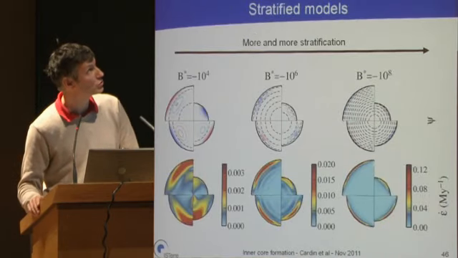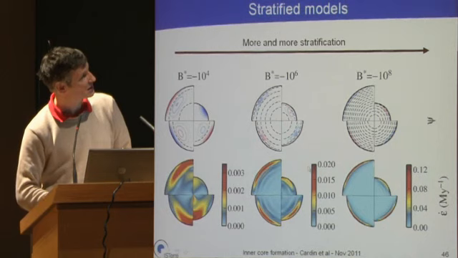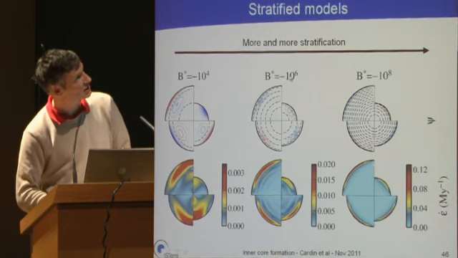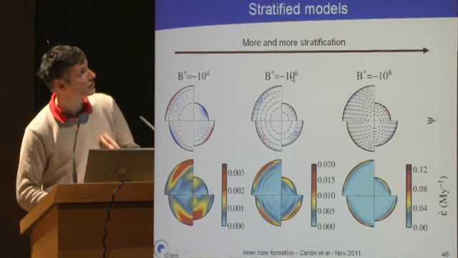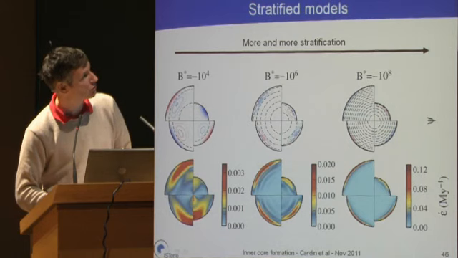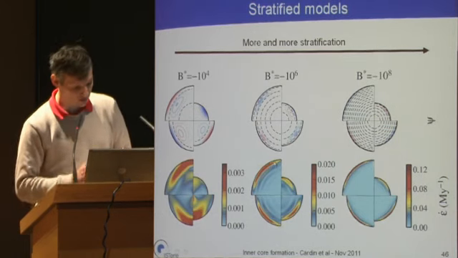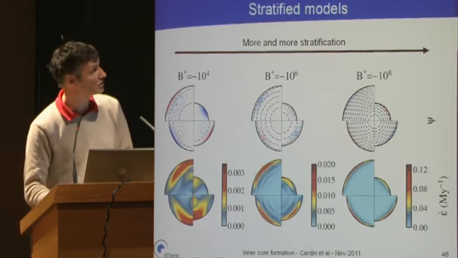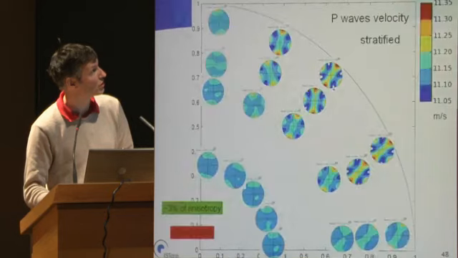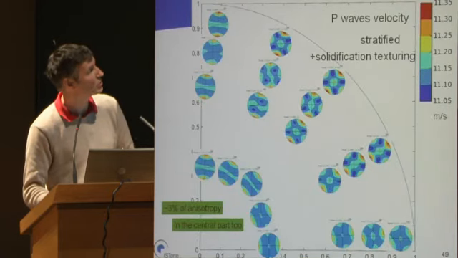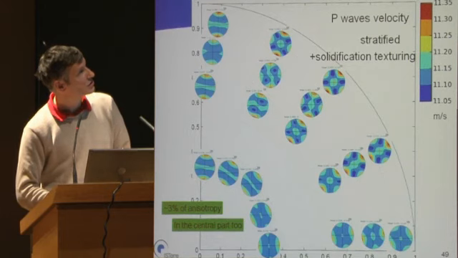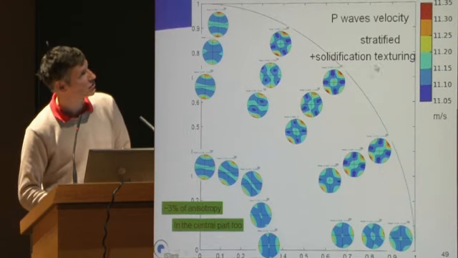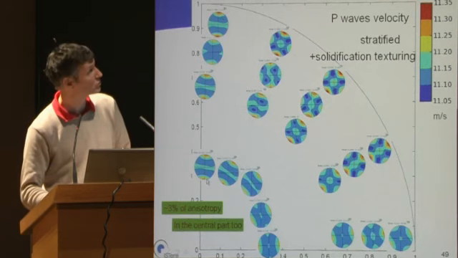But now if you introduce stratification, then the stress, like in this case, where the buoyancy number, stratification with a delta rho of 5 kilograms between the center and the top of the inner core, you can produce stress at the top of the inner core, which are very good. The deformations are so large that you produce a large texturing by deformation. So we do the same exercise, and we are able to produce, with a stratified flow and solidification texturing at the top, a 3% anisotropy, and in the central part too.